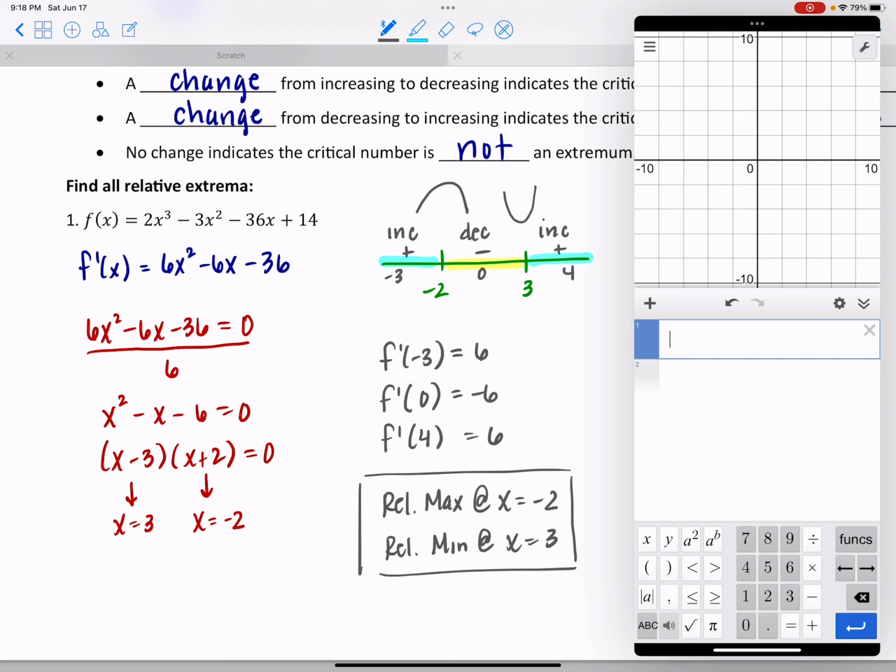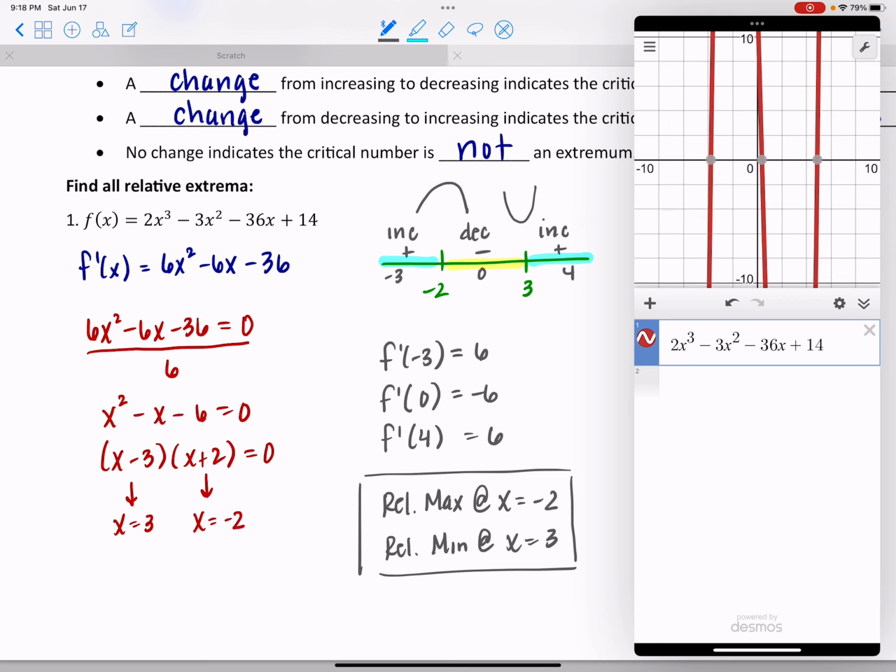So what we've found here is that we should have a maximum at -2 and a minimum at x equals 3 for f of x. So let's put our original function in here and make sure that that's the case. So 2x to the third minus 3x squared minus 36x. Don't mind my fat fingers.